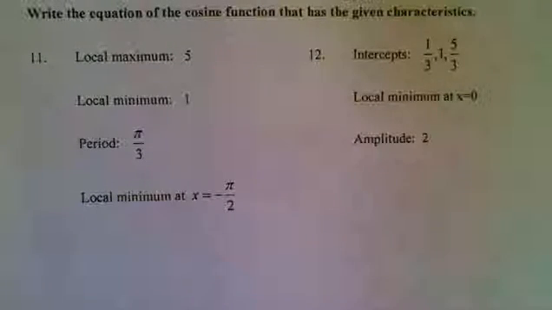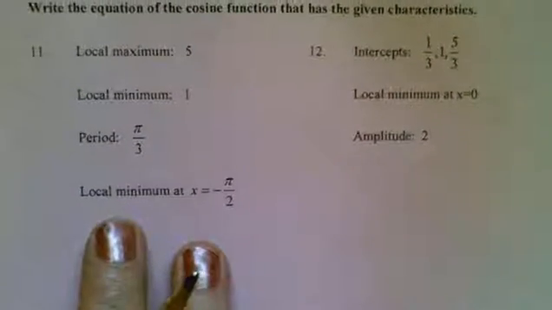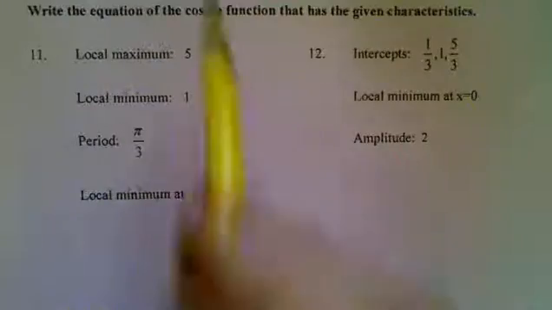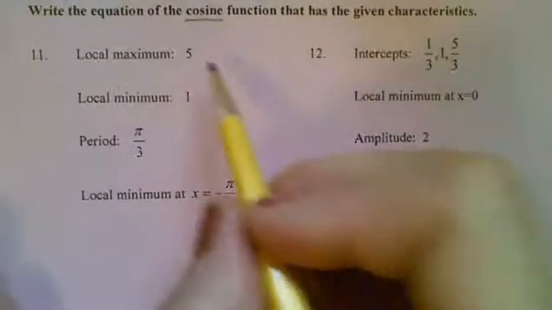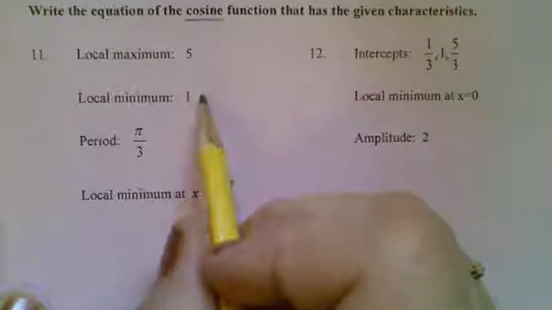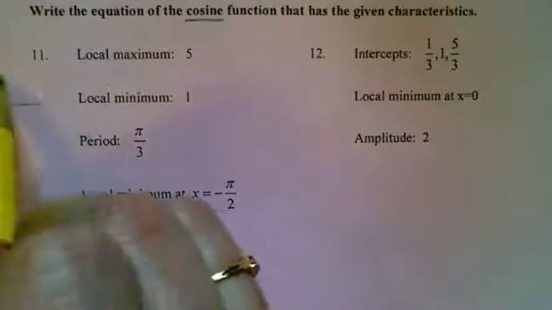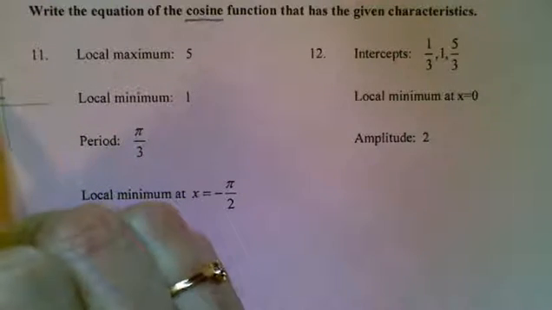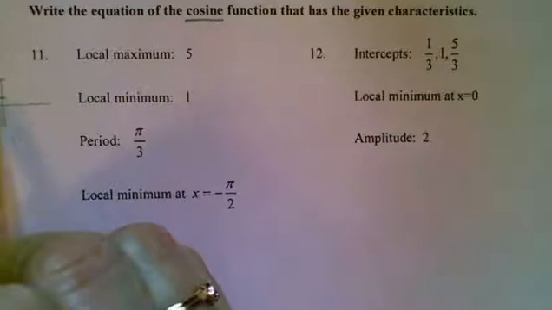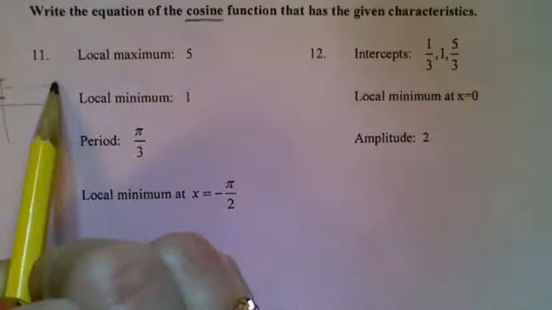Alright, there was a request for 11 and 12 on worksheet 10. With these you had to write the equation in terms of cosine. A couple things. First of all, I would maybe try to draw a picture if you need to. This one says it has a local maximum up at 5 and a local minimum down at 1. So this one's probably easy to figure out where the middle is.